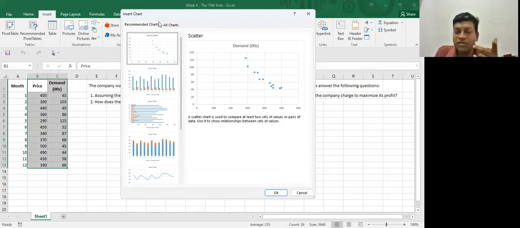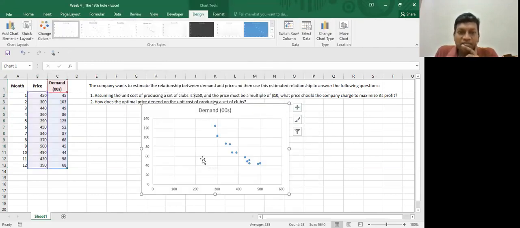Yes, you can plot a line chart, but there are issues with a line chart. I'll come to that, Simon. You will understand in a moment. Let's just stay with me for a bit. So I am using the first option, the scatter plot. I'm saying okay, and I get the relationship between demand and price here.